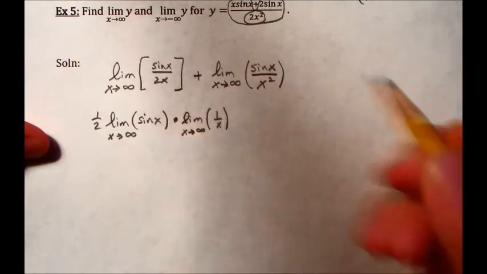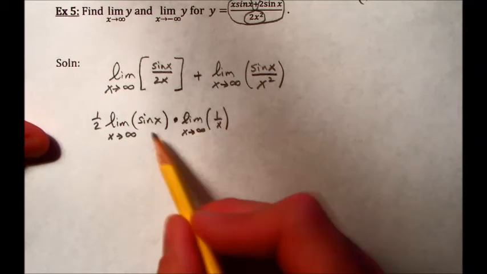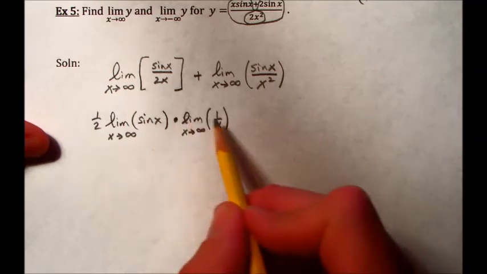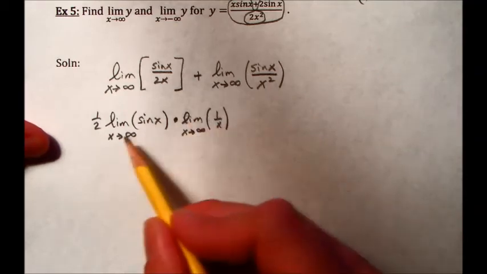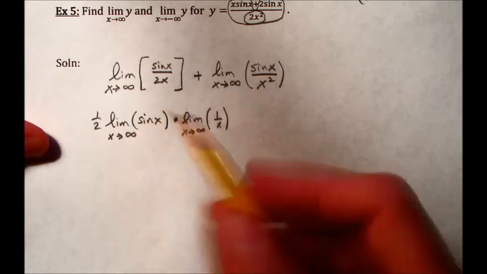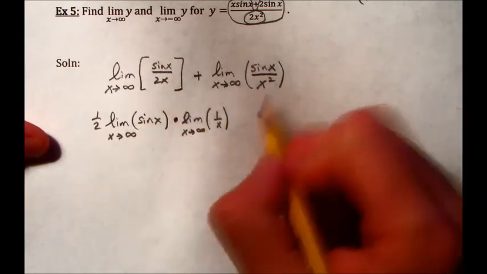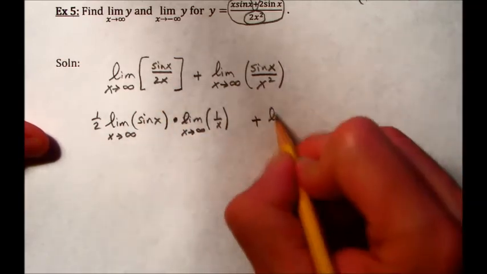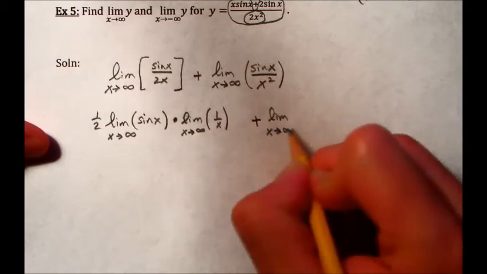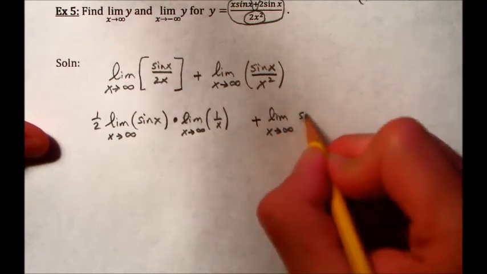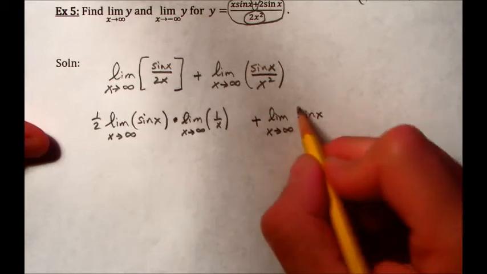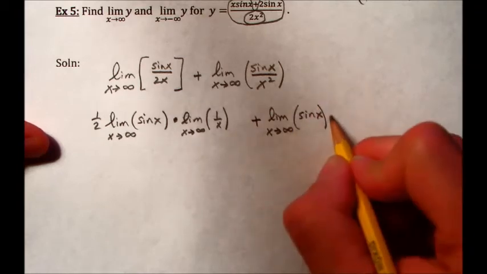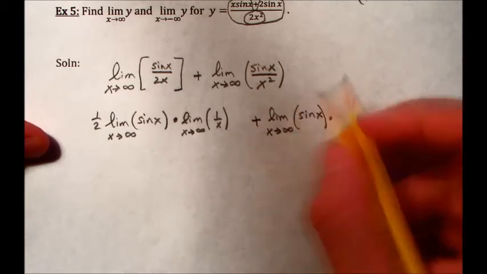Over x. So you can see this is sine x over 1 times 1 over x. That's sine x over x times 1/2. Or excuse me, that's sine x over 2x. Okay, and then plus, we have the limit as x goes to infinity, and this is sine x again, times 1 over x squared.